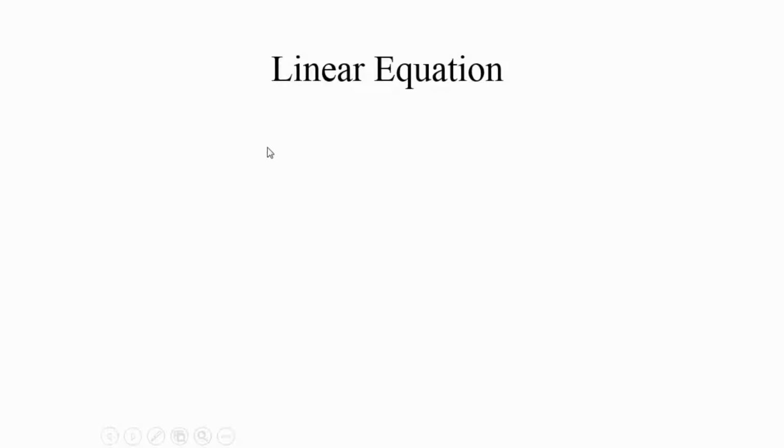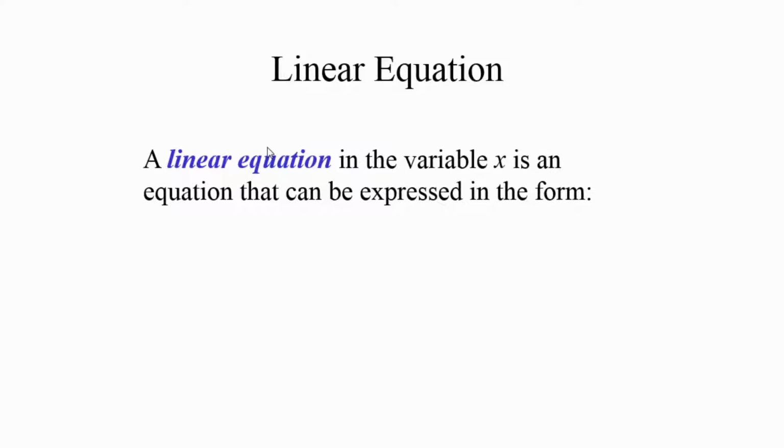The simplest form of equation is the linear equation. A linear equation is when you have a polynomial expression of degree 1. It says a linear equation in the variable x is an equation that can be expressed in this form: ax plus b equals 0, right?